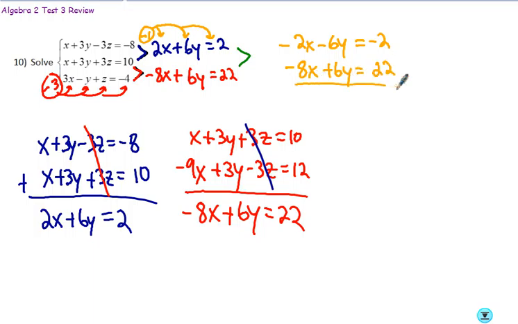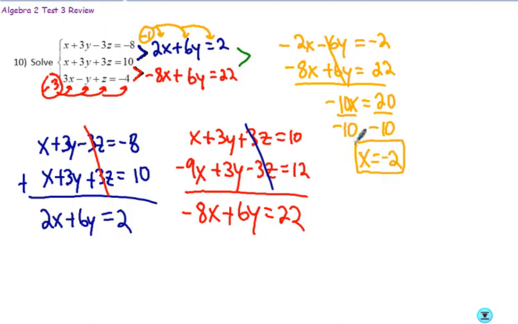And again, you can see where the organization's important, because it's really easy to lose track of where you are and what you're doing. Let's add up the x's. So that'd give you a negative 10x is equal to 20, and then divide both sides by negative 10, and you get x is equal to negative 2.